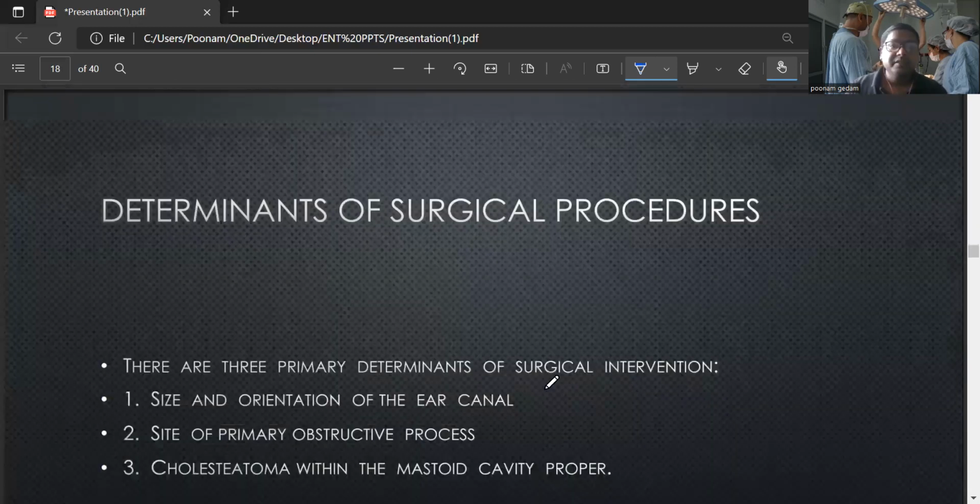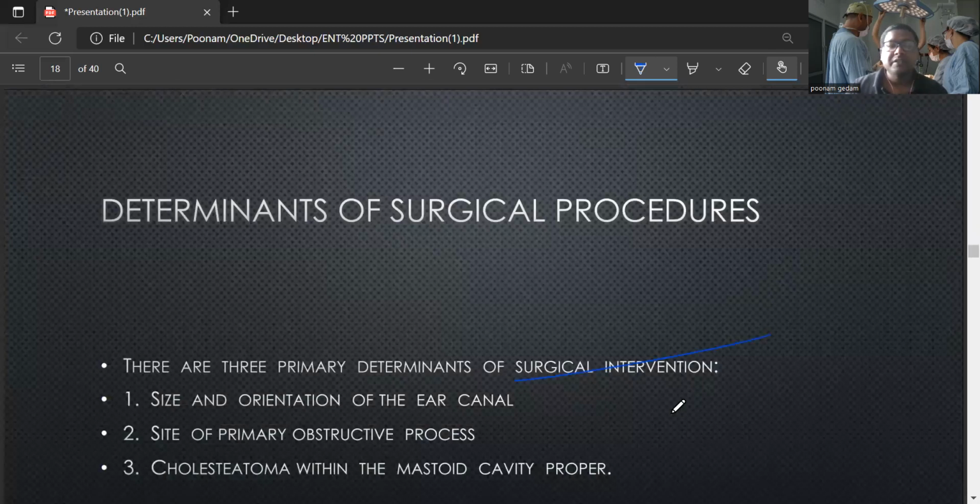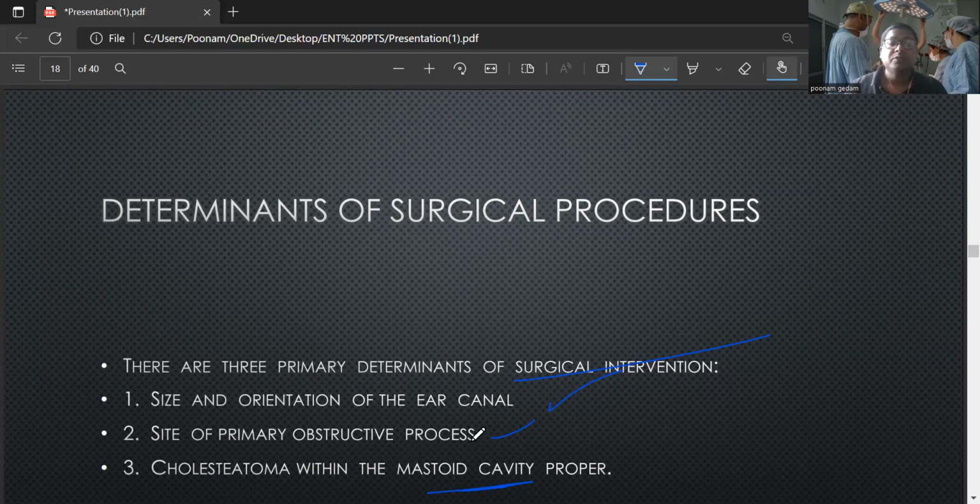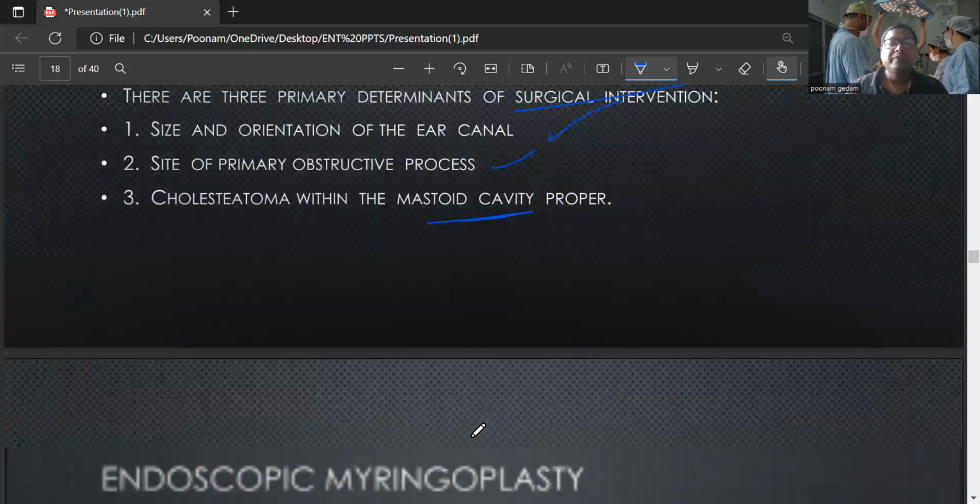So determinants of the surgical procedure. There are three primary determinants of surgical intervention: size and orientation of the ear canal. So while planning the patient for endoscopic ear surgery, we have to take these things into consideration: size and orientation of the ear canal, site of the primary obstructive process, cholesteatoma within the mastoid cavity proper.